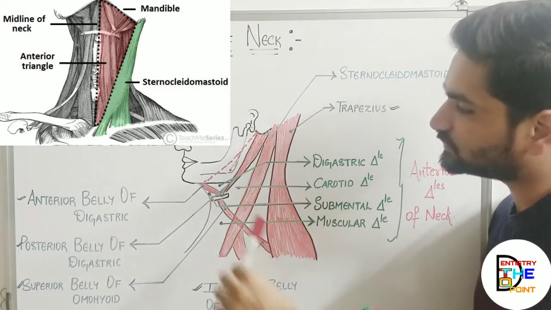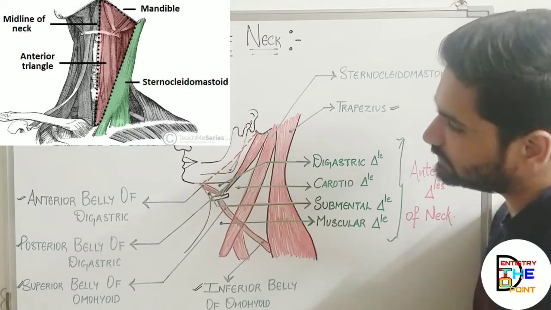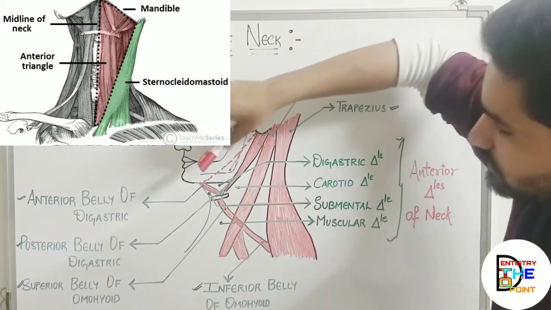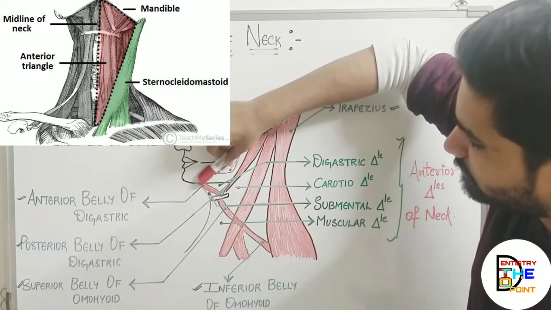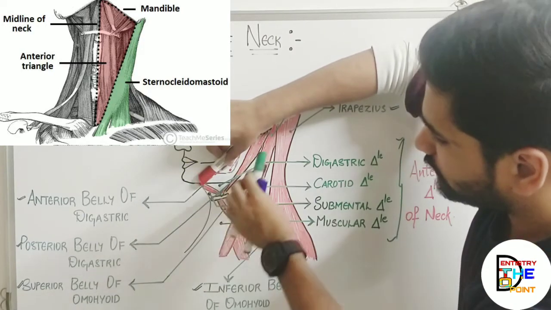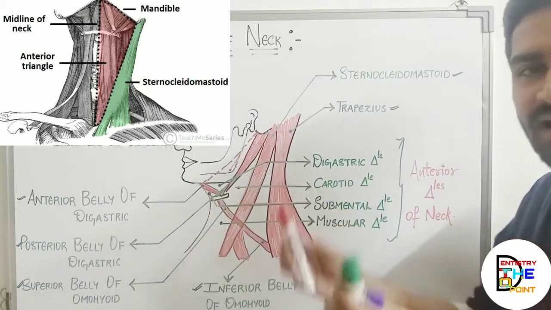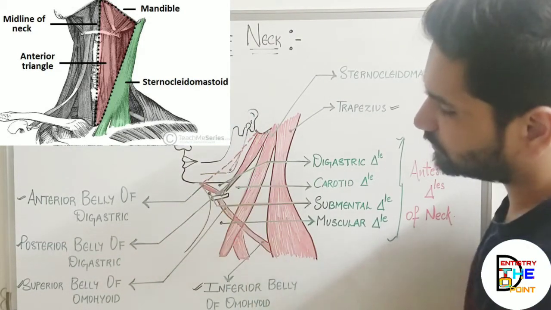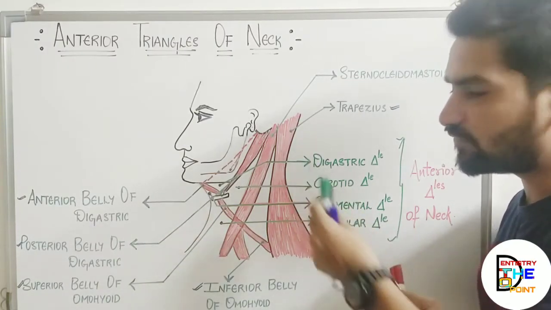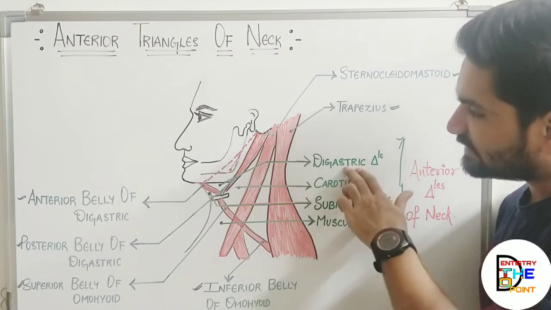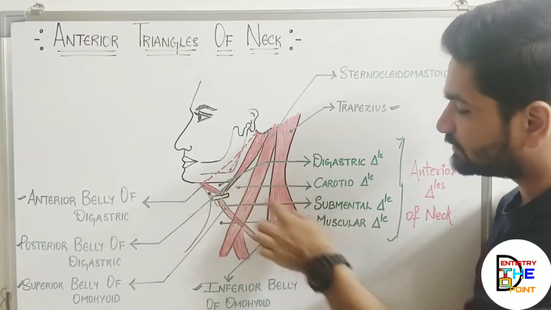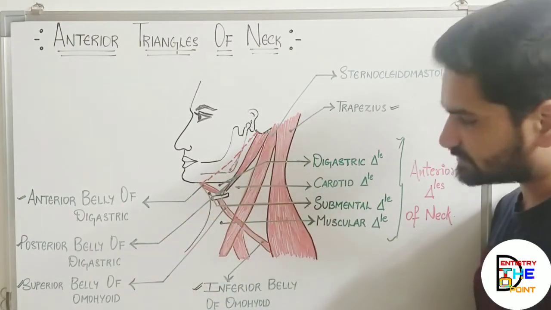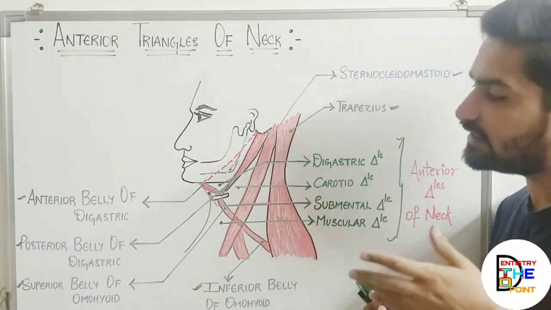Now the base of the triangle is formed by a line joining the angle of the mandible with the mastoid process. Here is our mastoid process. So there is a line joining the angle of the mandible and the mastoid process. So 1, 2 and 3: these 3 are going to form the whole anterior triangle. The midline, the imaginary line and the anterior border of sternocleidomastoid. Now in this area all the 4 triangles are going to be present: the digastric triangle, which is over here, the carotid triangle, the submental triangle and lastly the muscular triangle. All the 4 triangles are present inside the 3 boundaries which we have majorly discussed.